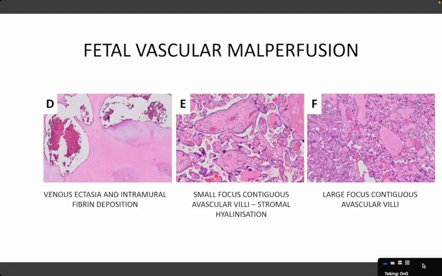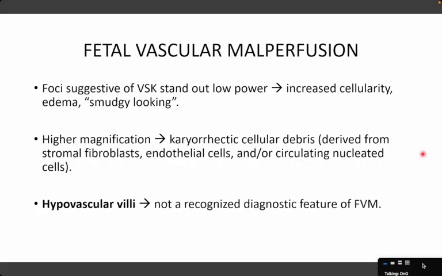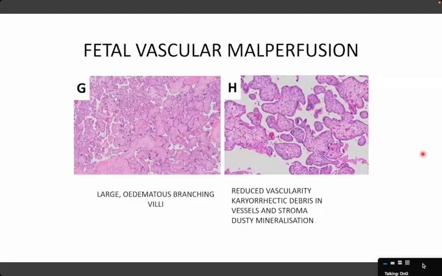These are examples of avascular villi. So you can see these villi here do not have any vessels within the parenchyma. They have stromal hyalinization, which is this dense pink material. And this is a larger focus of avascular villi, these pink villi that do not show any vessels within the stroma. To note, hypovascular villi, so villi with less vasculature, are not a recognized diagnostic feature of fetal vascular malperfusion.